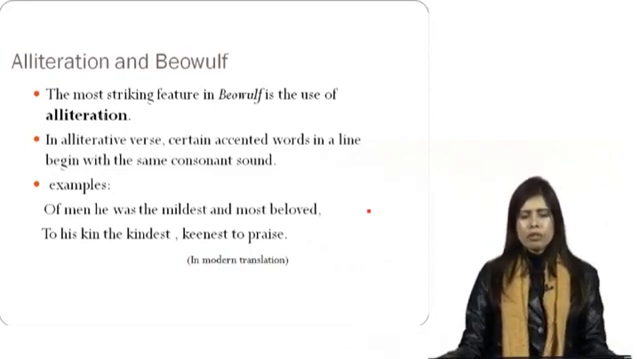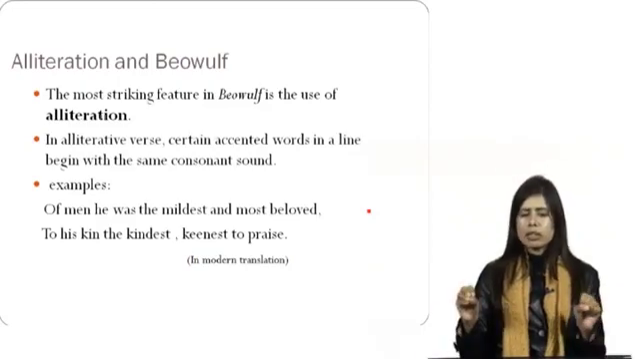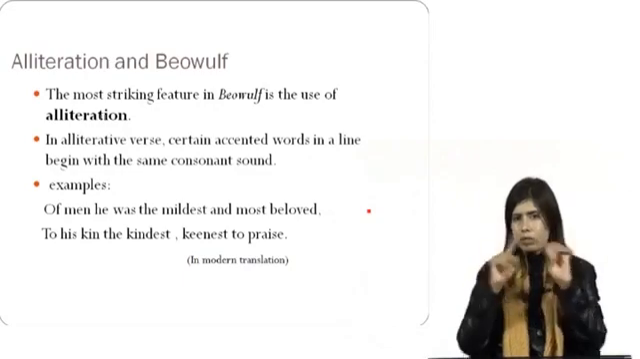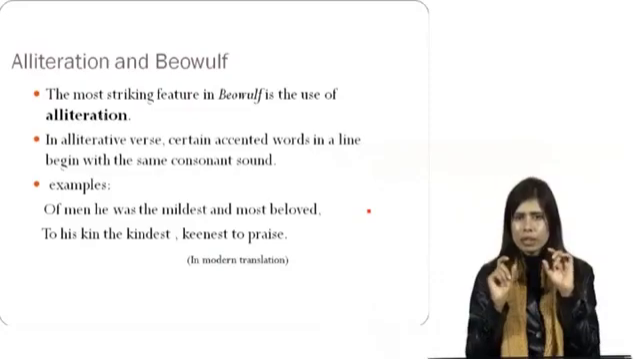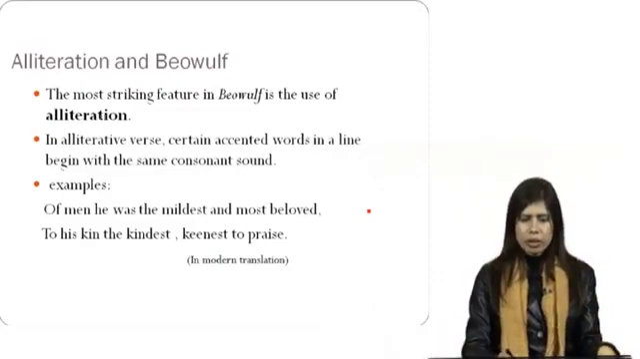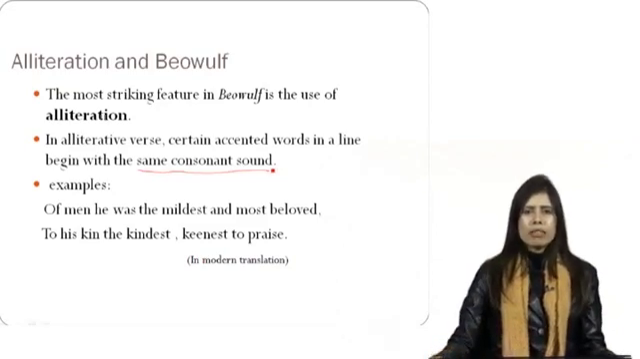In alliterative words, certain accented words in a line begin with the same consonant sounds. For example, this idea will be clear to you with the example, like the certain words in one line only, they start with the same consonant sound. So my dear students, here you have to notice one thing for alliteration: the same consonant sounds. Okay, let's have a look at the example of alliteration.